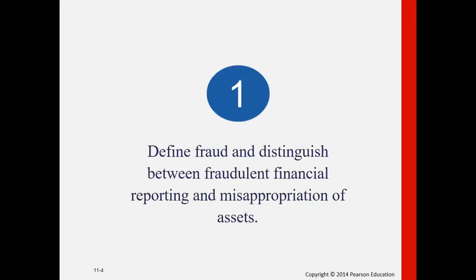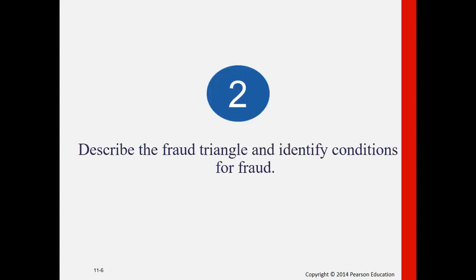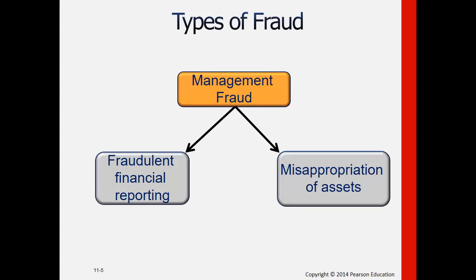Our first objective is this one. We define fraud and distinguish between fraudulent financial reporting and misappropriation of assets. So fraud is basically an act or intention to deceive others. There's really deception, and others are made to believe that such is happening, but in fact, it is not. There are types of management fraud that can happen in organizations. The major ones would be management fraud and employee fraud. But of course, employee fraud is not tackled here.